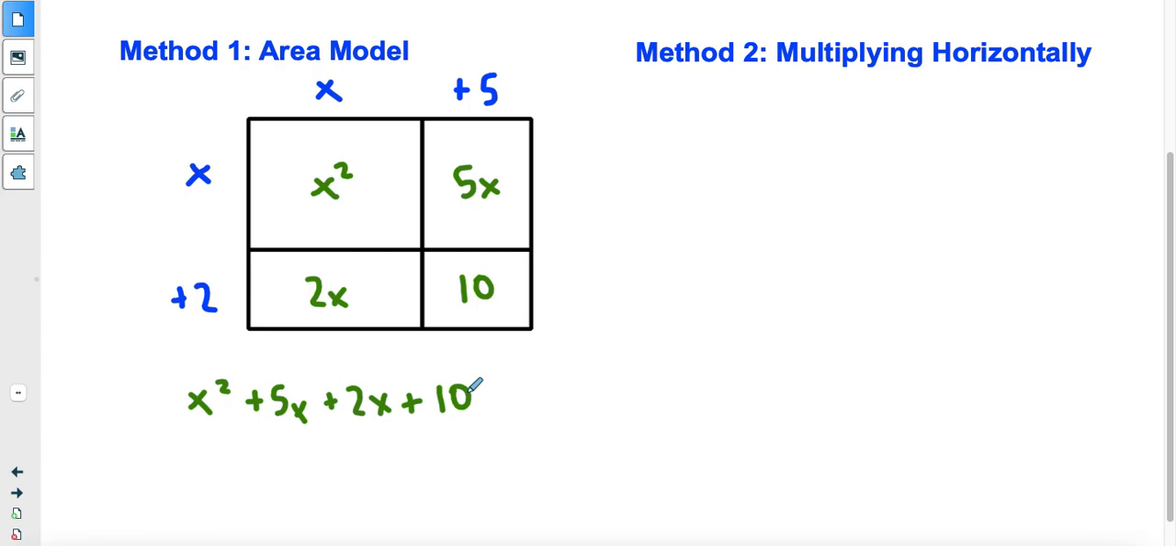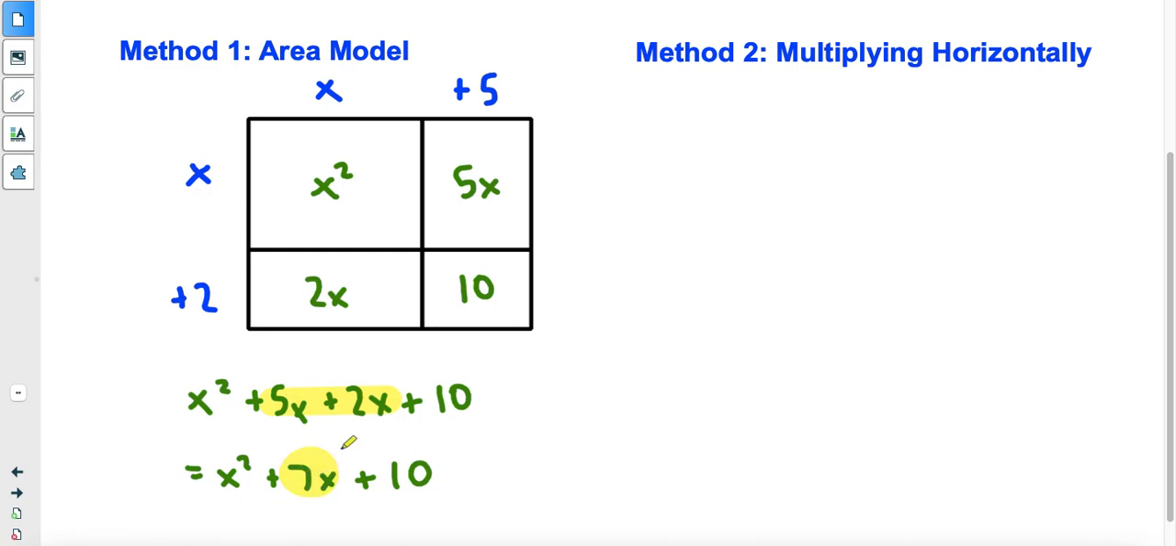And something you might notice is we can simplify this answer. Because in the middle here, you'll see we're adding 5x plus 2x. And 5x plus 2x, well, 5 plus 2 is just 7, right? So 5x plus 2x, that's 7x. So my answer here is x squared plus 7x plus 10.